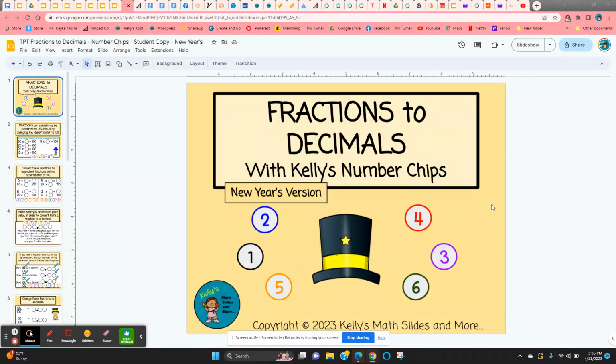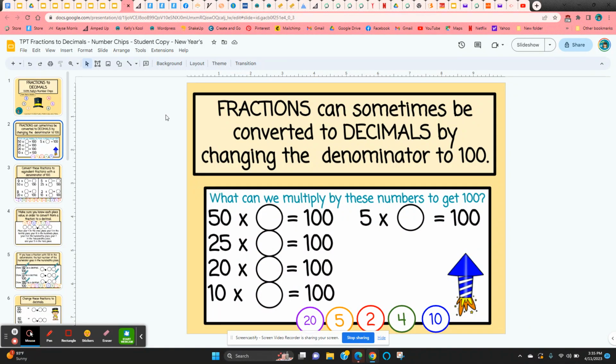Fractions to decimals with number chips. This is a New Year's version. So it starts with a little review. We want to change fractions to equivalent fractions with 100 in the denominator.